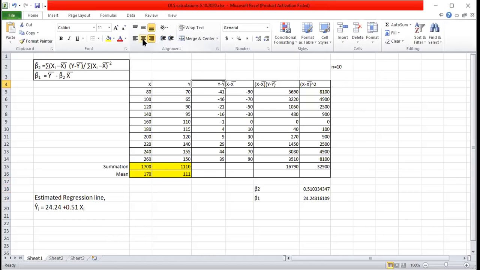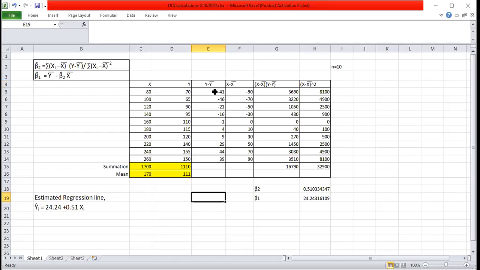So anyways, how do you get these values? The first value is y minus the mean of y. What is y? Y is here 70, cell D5. This cell is D5 minus the mean. What is this? 65 minus the mean. What is this? 90 minus the mean. And so on. So what is this 44? Let's say 44 is 155 minus the mean.